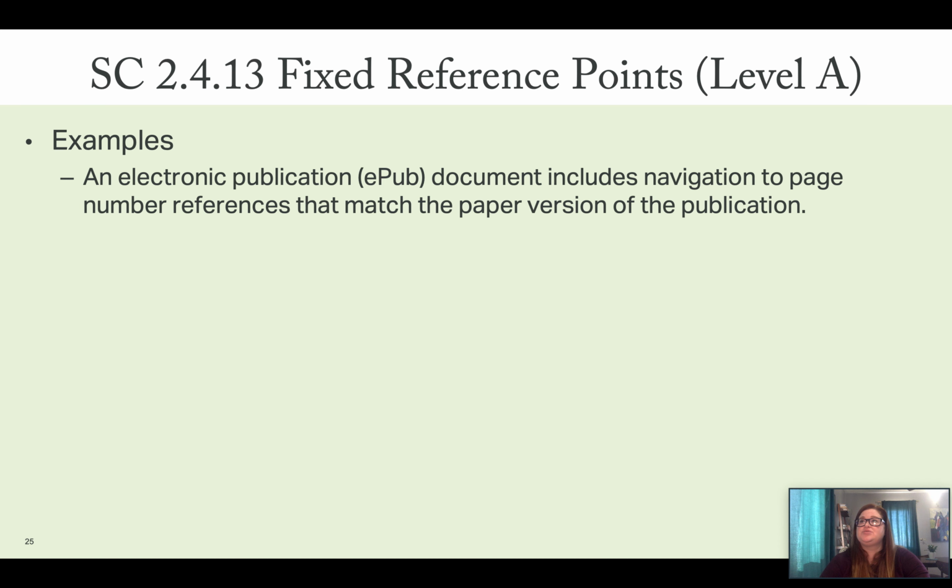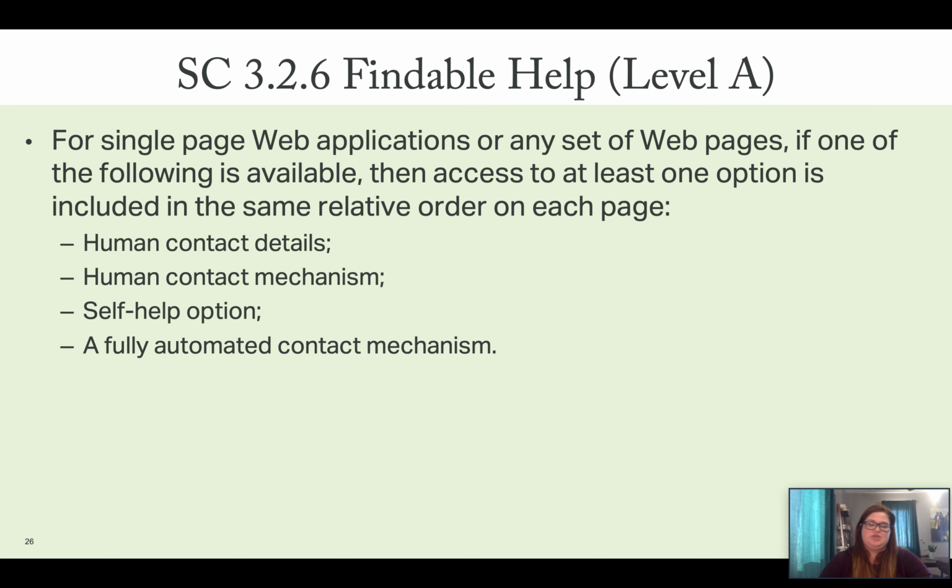Okay, on to the next one. This is Success Criterion 3.2.6 for findable help. It is also a level A. For single web page applications or any set of web pages, if one of the following is available, then access to at least one option is included in the same relative order on each page: human contact details, a human contact mechanism, which would be like a contact form, a self-help option, and a fully automated contact mechanism.